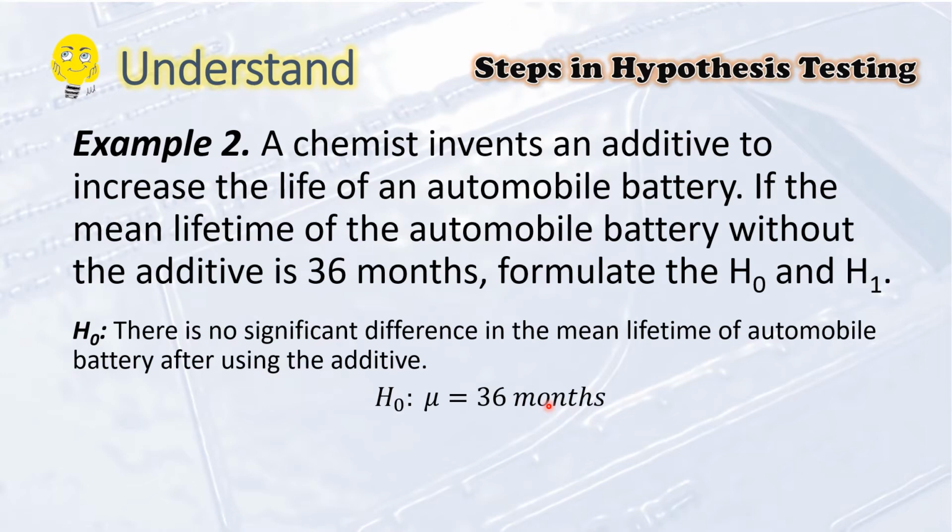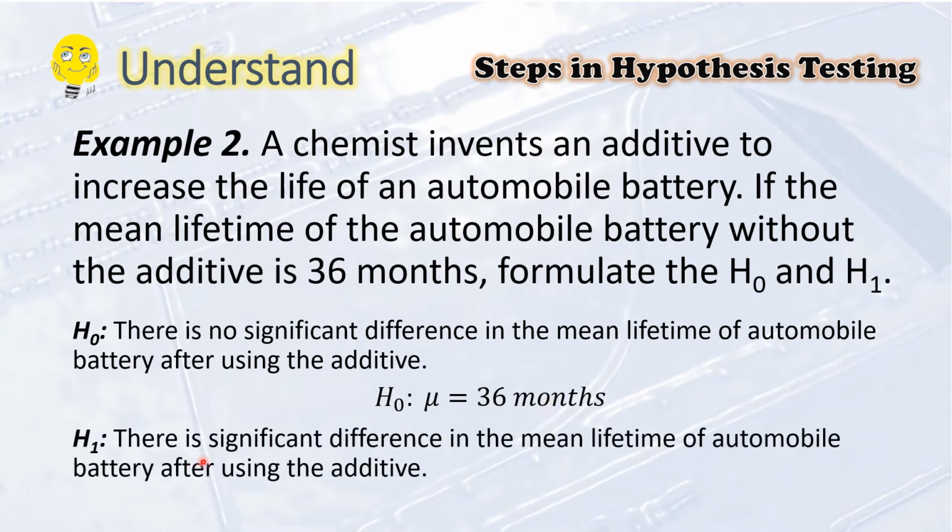In words, the alternative hypothesis may be stated as there is significant difference in the mean lifetime of automobile battery after using the additive. Now the situation says the chemist invents the additive to increase the life of an automobile battery. Therefore, for our alternative hypothesis in symbol, we write mu is greater than 36 months.